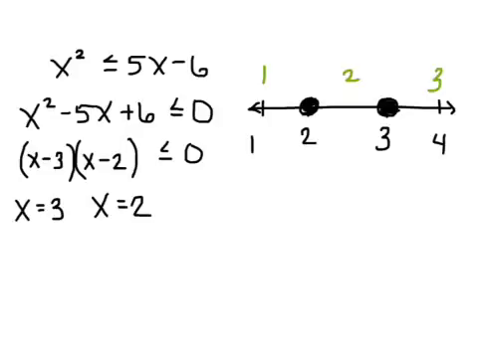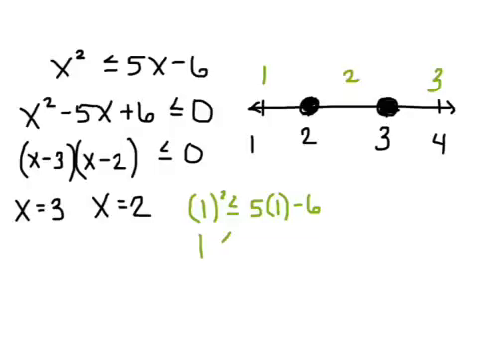A lot of times people think it's automatically just in between them, but that's not the case. Your book gives you a chart that you can go off of in order to figure out which way is which. I've never really been a big fan of the chart, so I'm more of a fan of doing a test value. And what I mean by that is I'm going to pick a number in zone 1, like the number 1, put it in the original problem and see if it works. So 1 squared less than or equal to 5 times 1 minus 6.